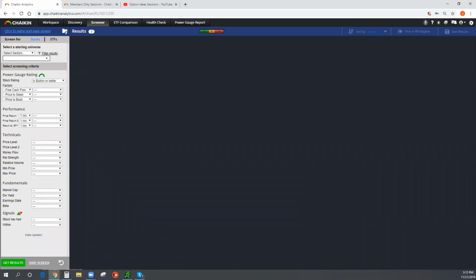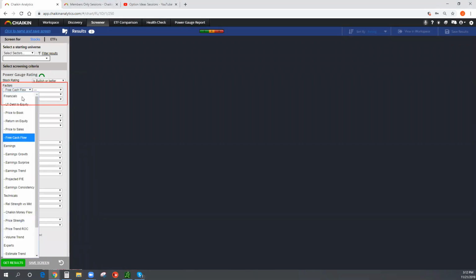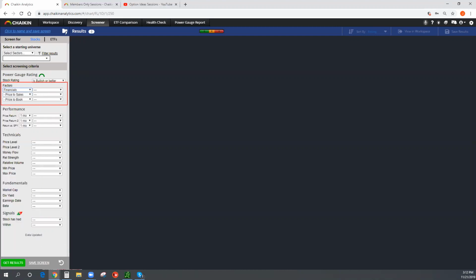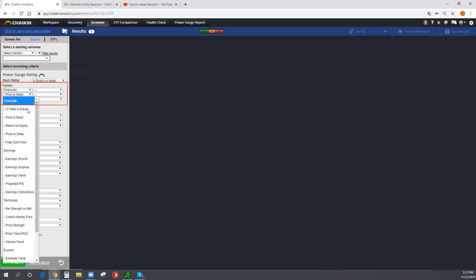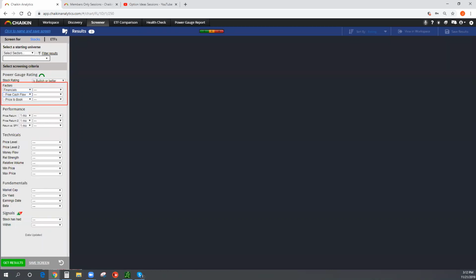Below that, we have the individual factors. You can search on any one of our 20 factors, or you can search by the headline, just the financials, right? So you can search for the financials and then search for free cash flow. I encourage people not to start tinkering around in the factors.